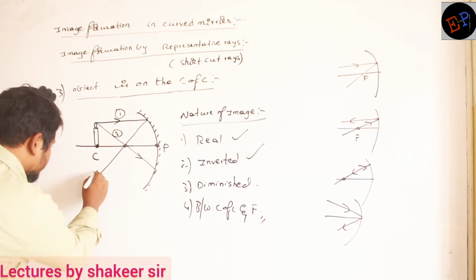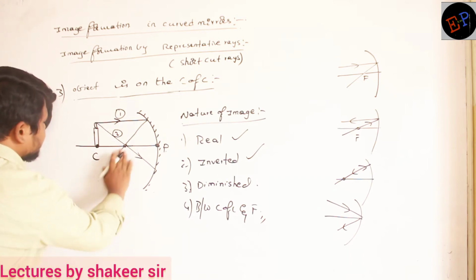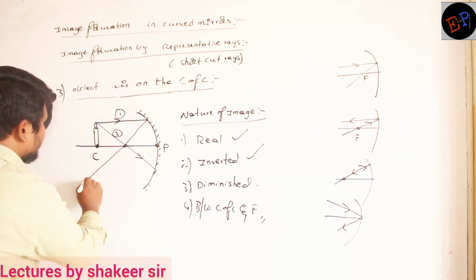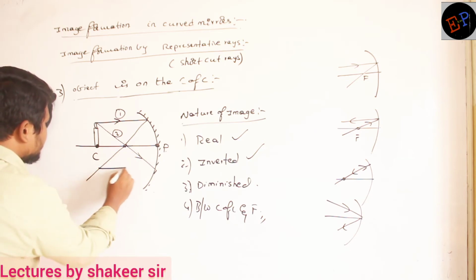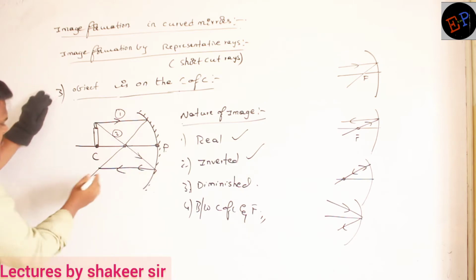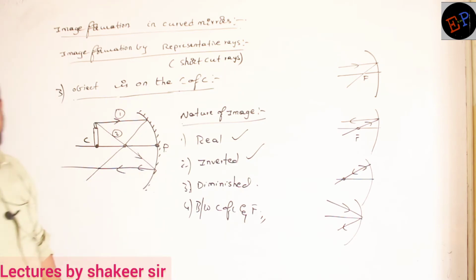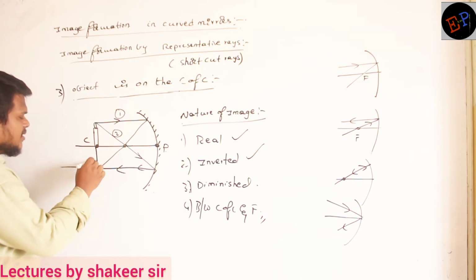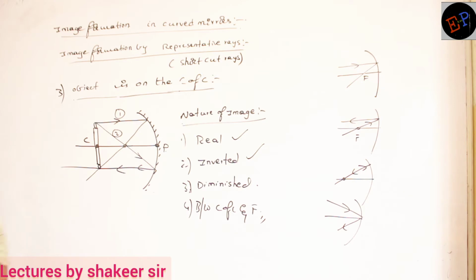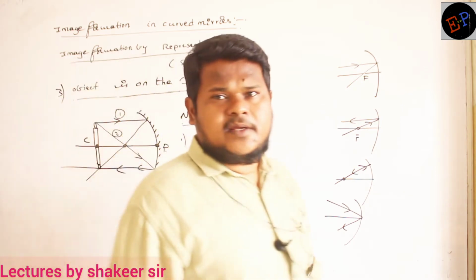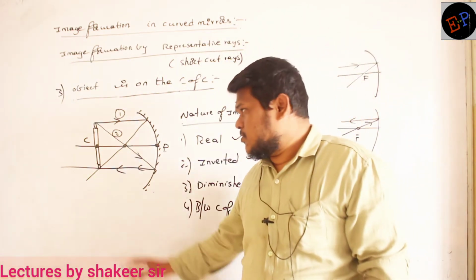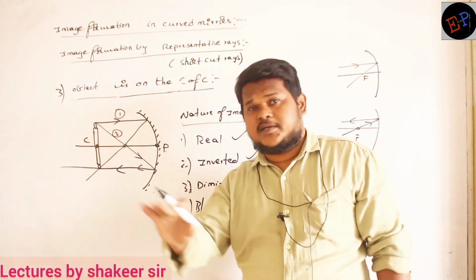Then after reflection, it should pass parallel to the principal axis. Okay. It should pass parallel to the principal axis. So now see where the light rays are meeting. The light rays are meeting exactly below the object itself. Are you able to understand, ma? Where should the image be created, ma? The image should be created below the object itself.